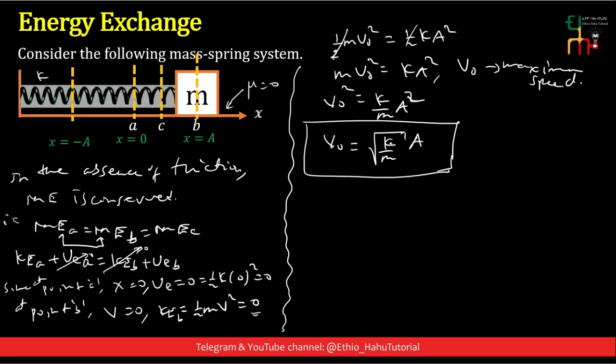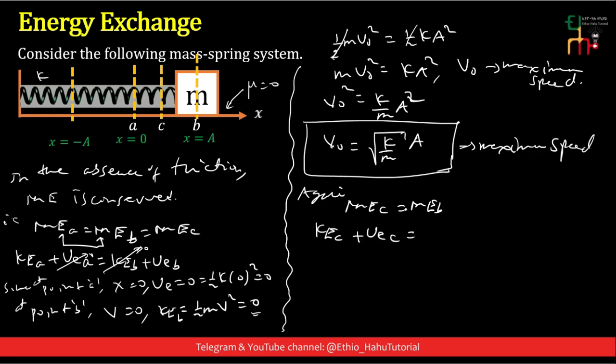V naught is equal to the square root of k over m times the amplitude, and this is maximum speed. Now, considering point C and point B again, mechanical energy at point C is equal to mechanical energy at point B. Mechanical energy at point C is simply kinetic energy at point C plus elastic potential energy at point C, which is equal to mechanical energy at point B, kinetic energy at point B plus elastic potential energy at point B.